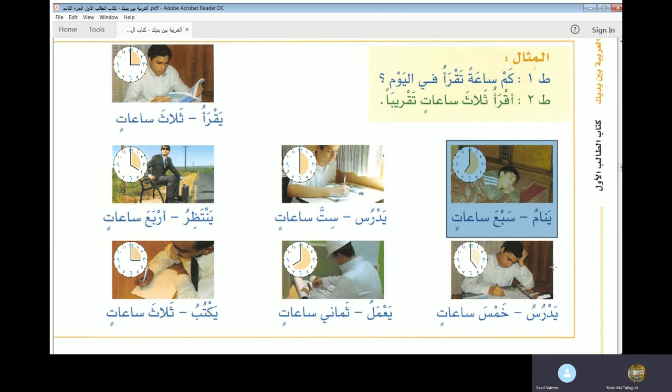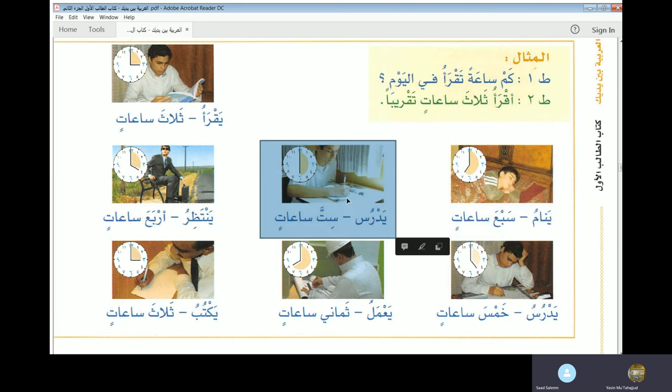So this is kam saaten yanamu fil yawm. No. Yanamu, he sleeps, and you sleep. So tanamu? Correct. Okay, kam saaten tanamu fil yawm. I sleep six hours approximately. Okay. Don't translate. Save time. Okay. Kam. Okay. Kam saatin tadrus.